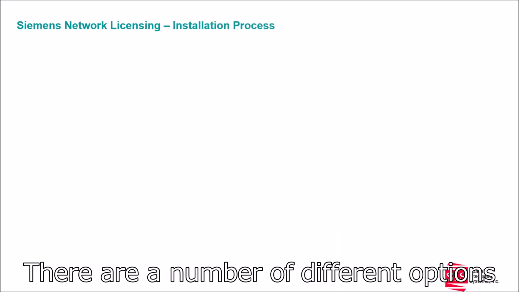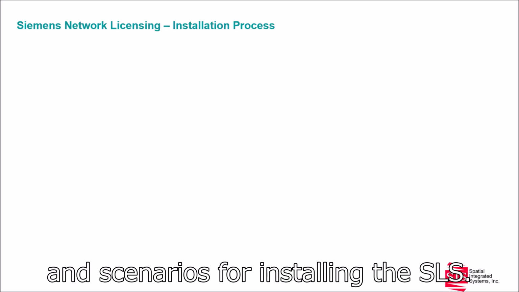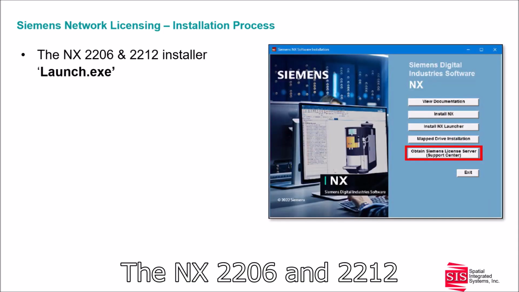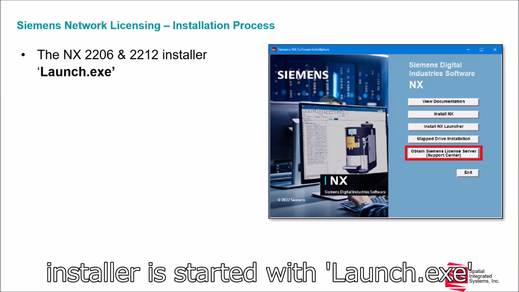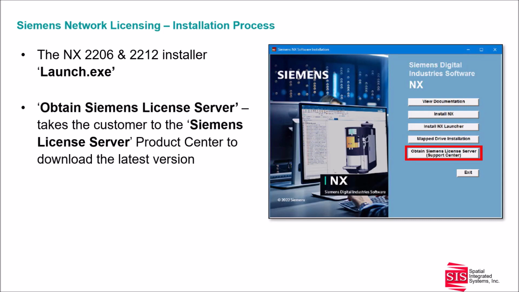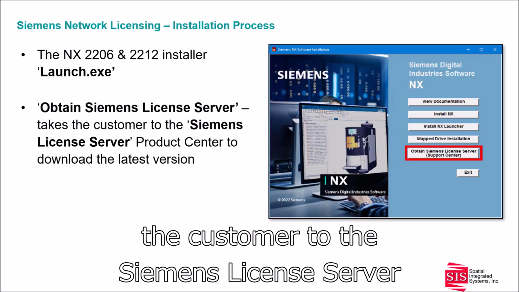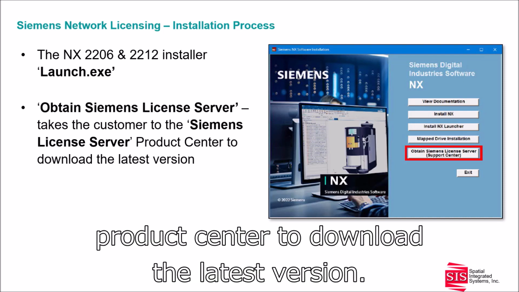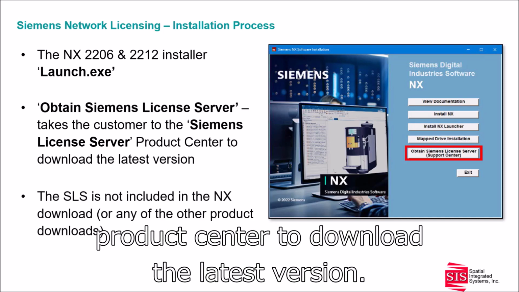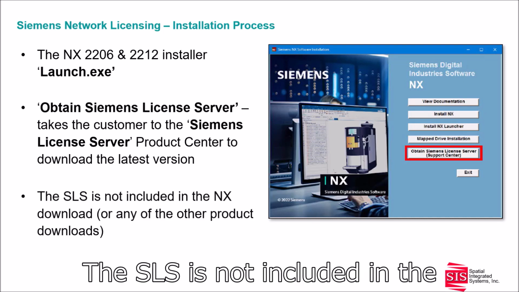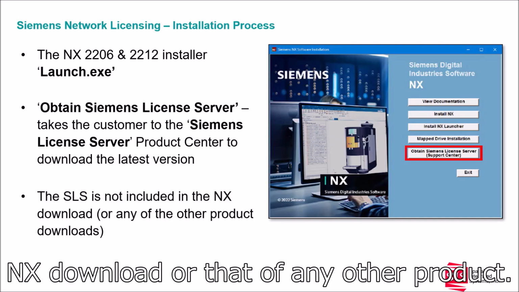There are a number of different options and scenarios for installing the SLS. The NX 2206 and 2212 installer is started with launch.exe. The button Obtain Siemens License Server takes the customer to the Siemens License Server Product Center to download the latest version. The SLS is not included in the NX download or that of any other product.